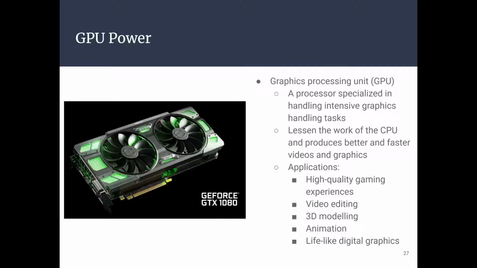Alright, so now let's talk a little bit about GPU. I'm pretty sure most of us already know what a GPU is. Every single computer, laptop, and a lot of embedded systems have a GPU. They are very powerful. So a GPU is basically a graphic processing unit. It's a processor that specializes in handling intensive graphic tasks. And what a GPU does is that it lessens the work of the CPU, and it also produces better and faster videos and graphics.